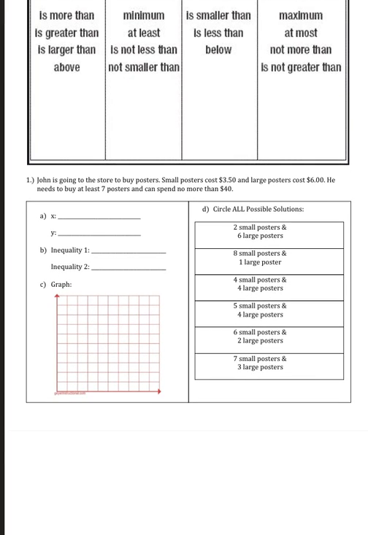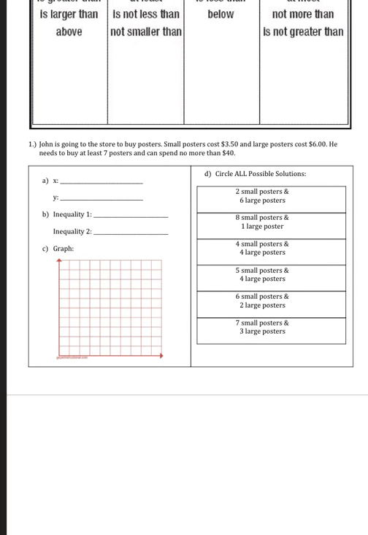All right. So let's take a look at our first example. John is going to the store to buy posters. Small posters cost $3.50 and large posters cost $6. He needs to buy at least 7 posters and spend no more than $40. After reading the problem, now we're going to define our variables. We know that we are talking about small posters and large posters. So my X is going to be my small posters, and my Y is going to be my large posters.